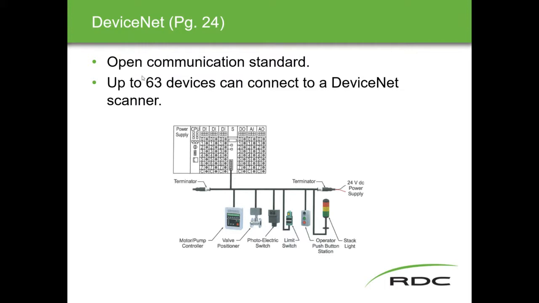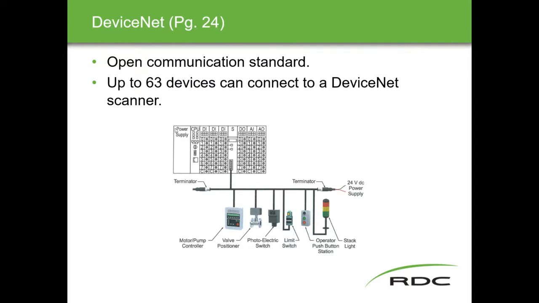Okay, so DeviceNet is an open communication standard, and we talked about open versus proprietary last lecture, in which we can have up to 63 devices connected to a DeviceNet scanner. So a DeviceNet scanner is that device that brings all the data off the field bus and sorts it out for us. And for DeviceNet, we can have up to 63 devices on our bus. You remember from last year and earlier conversations that HART was 15, right? So we'll see that again probably as we move forward here.